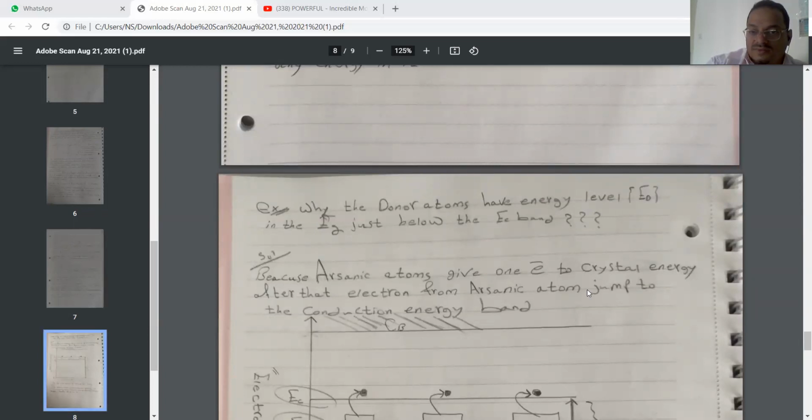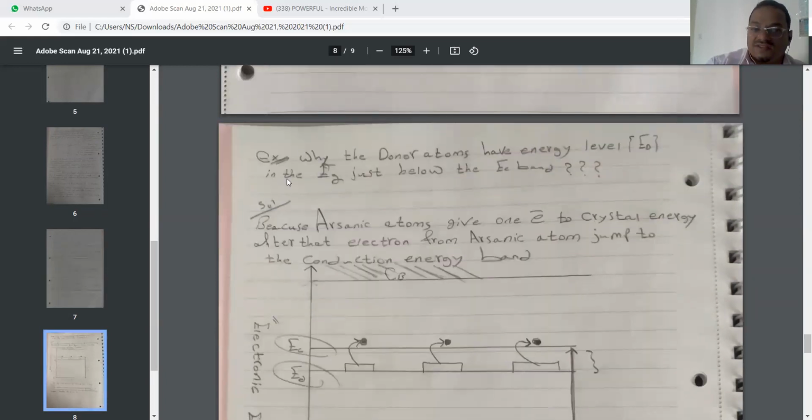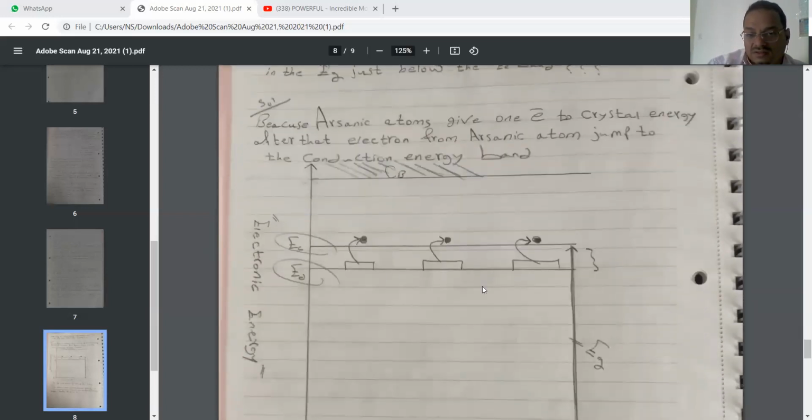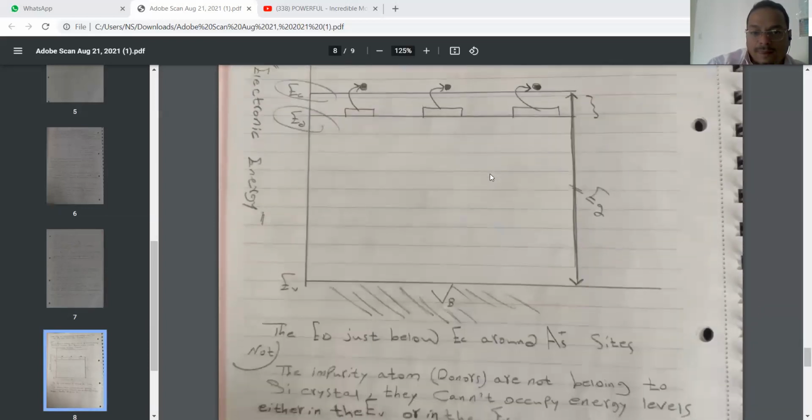Now, why do the donor atoms have an energy level in EG just below the EC band? This is an important question. We know this fact now, but let's know why. Because the arsenic atom gives one electron: it has 5 electrons in the last orbit, and it will send one of them to reach a comfortable situation and build its bonds with the neighboring silicon crystal atoms. After that, the electron from the arsenic atom jumps, as this diagram illustrates. This electron tries to jump to the conduction energy band. This is very important.